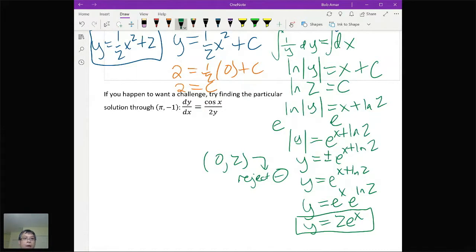I will reveal the answer to this challenge problem in a moment for those of you who've tried it. But I just want to see if you have any questions about these two questions.